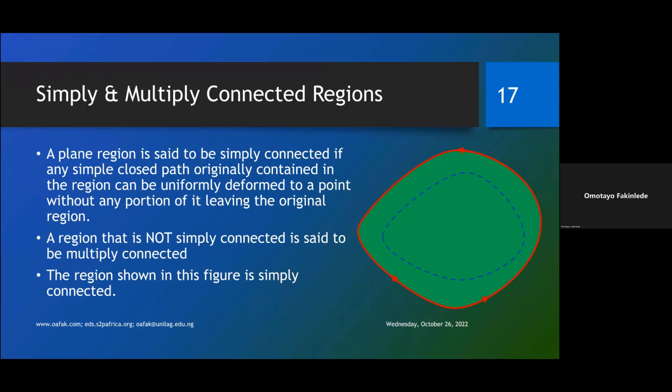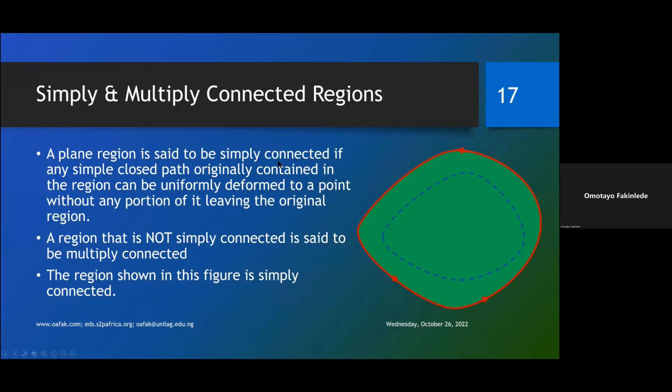So if a domain is simply connected, just draw any closed path inside it. Can you shrink it to a point without leaving the region? If you can do that for any path, no matter how large, no matter how small, then what you have is a simply connected region. If you can find a closed path that cannot be shrunk, the region is not simply connected. A region that is not simply connected is said to be multiply connected. The region shown in this figure is simply connected.